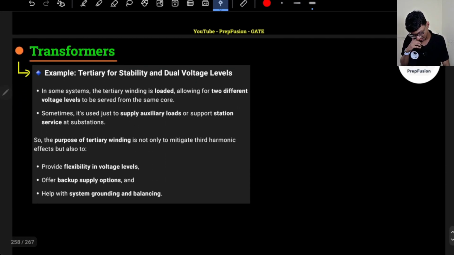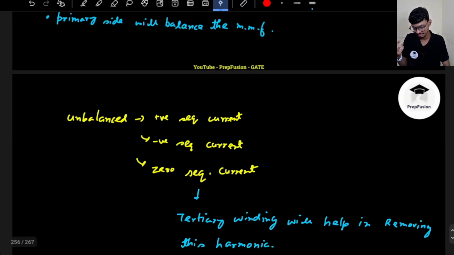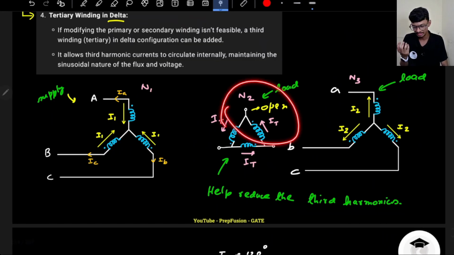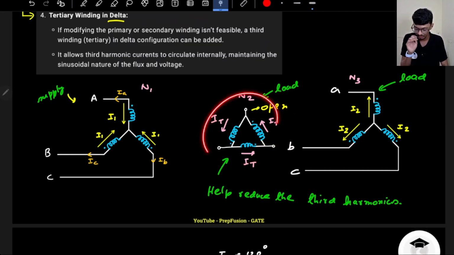So in some systems, the tertiary winding can be loaded to allow our transformer to work at different voltages. Let's say if this winding was supposed to work at 10 kilovolts, this winding is some other voltage level, say 6 kilovolts, 6.6 kilovolts. So we can use the tertiary winding for connecting a load, but generally we keep it open.